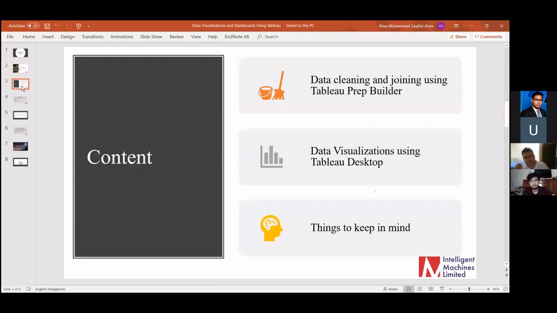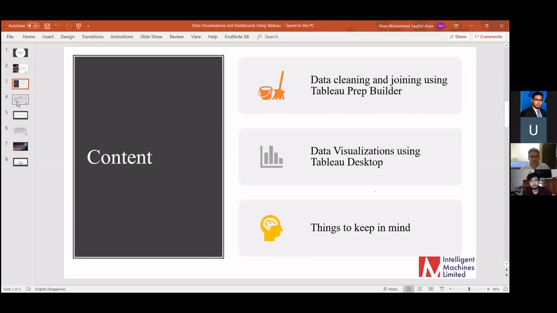Moving on. The content for today's session will start with data cleaning and joining with Tableau Prep. Then we go directly towards visualizations using Tableau. Last of all, I'm going to share 10 to 12 minutes on things to keep in mind when visualizing, because one of the harder challenges we find is actually getting the right visualizations at the right time. So otene ami kichu jinish ekটু cover korbo. So that's about the structure of the training.